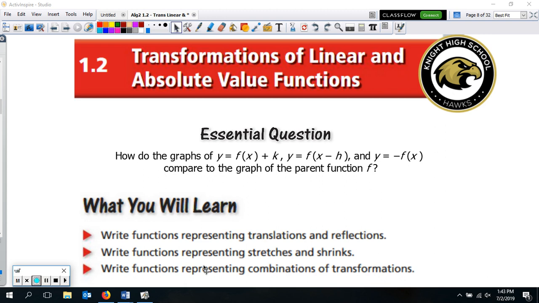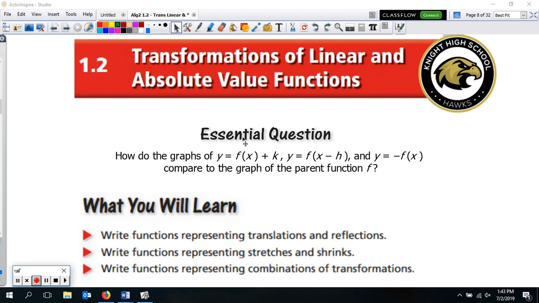Hey everyone, and welcome to Big Ideas 1.2, where we're talking about transformations of linear and absolute value functions. And I'm really going to spend more time on the absolute value functions than the linear. I think it's kind of hard to see transformations as well with linear functions because of them just being a straight line. The absolute value functions we should know at this point are the V-shaped functions, and so we can maybe see those transformations a little bit better with the V-shaped functions.